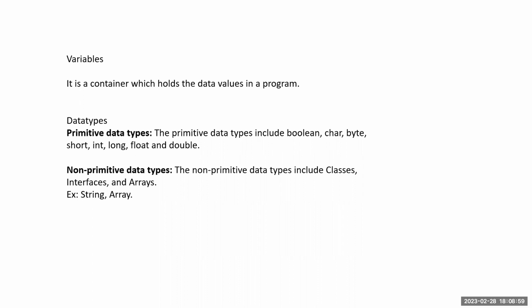So Java provides a data types concept, which has primitive data types that Java already provided inside of it. These are the primitive data types: int, boolean, char, byte, short, long, float, and double. All of these come under primitive data types.